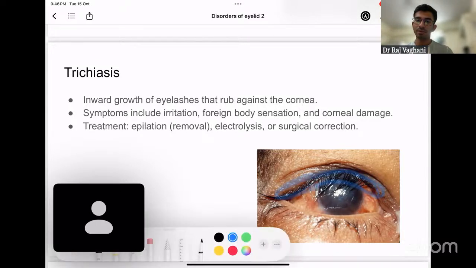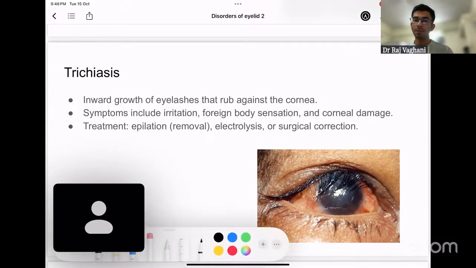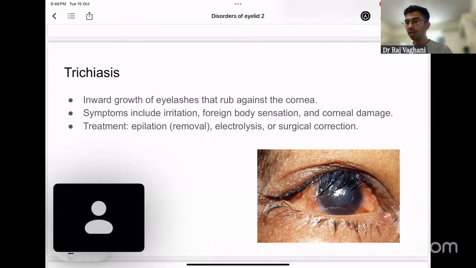Now I will rub it. Okay, just see this upper eyelid. The upper eyelids have become turned inwards. And just see the lower eyelids. In the lower eyelids, you can see it is turning outwards. Okay, it is turning outwards.